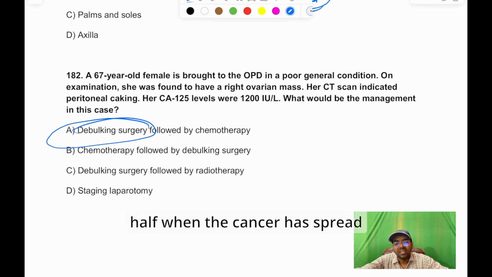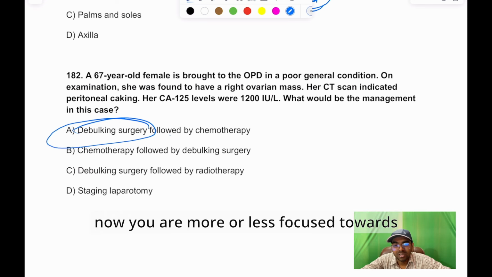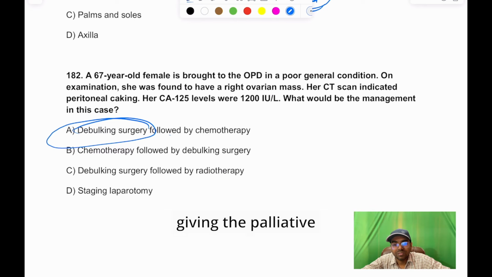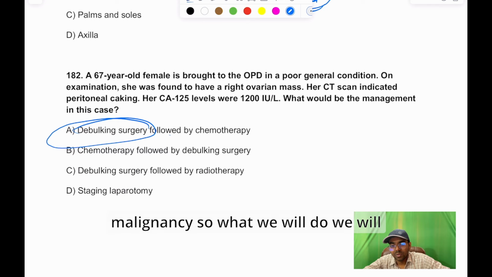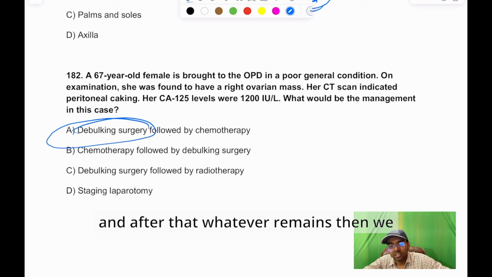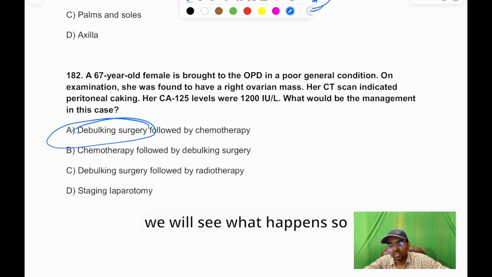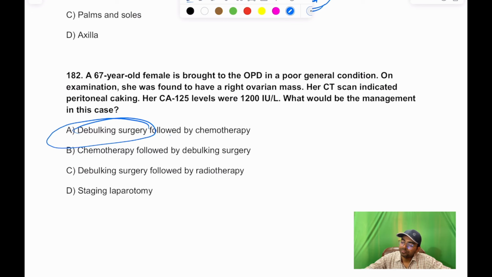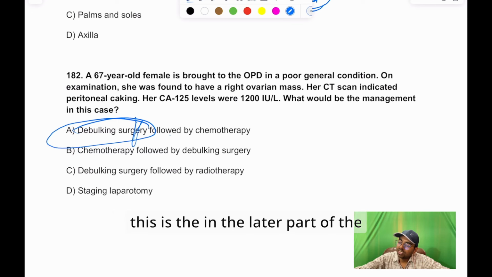But in the later half, when the cancer has spread, now you are more or less focused towards giving palliative care, you are not much hopeful. So firstly you are looking to reduce the malignancy. So what we will do, we will give the chemotherapy, and after that whatever remains, we will take it out, and then we will see what happens. So this is in the later part of the malignancy.